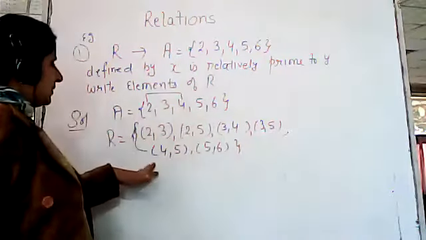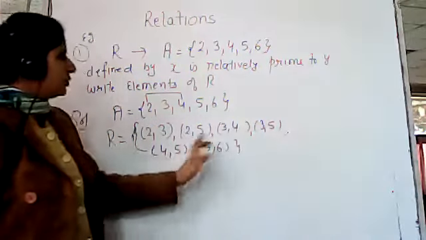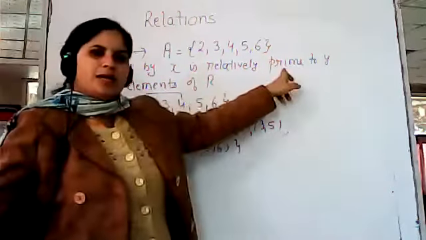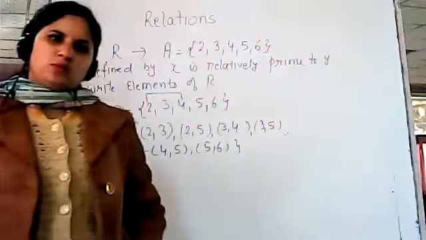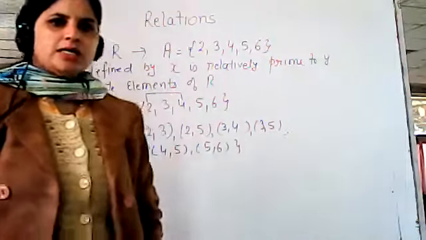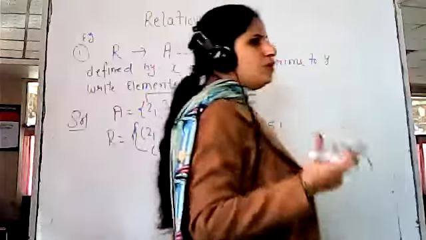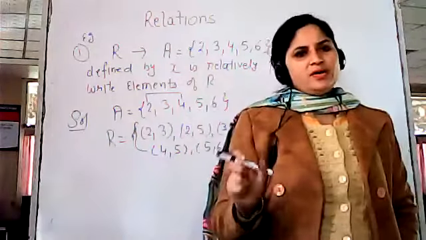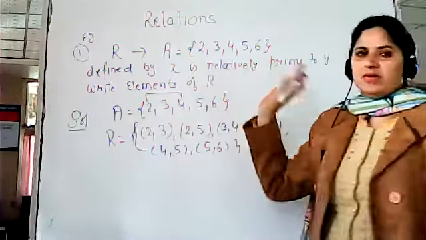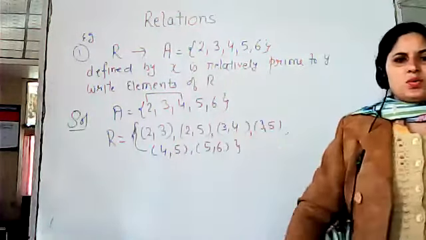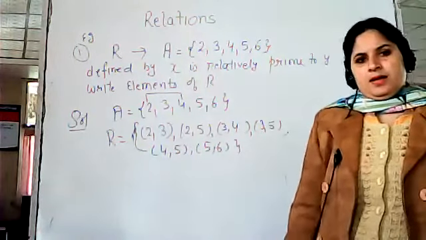So this is the relation R, which consists of those ordered pairs which are relatively prime, or you can say those pairs whose GCD is equal to 1. GCD means the greatest common divisor. It means now you have some question in which conditions will be given, and you have to define the relation according to the condition given in the example. So any doubt in this question? No, ma'am.